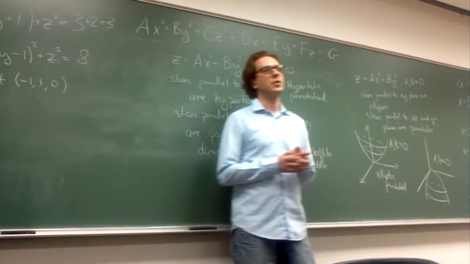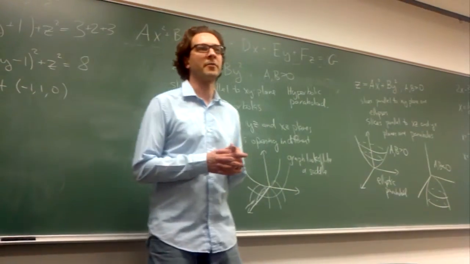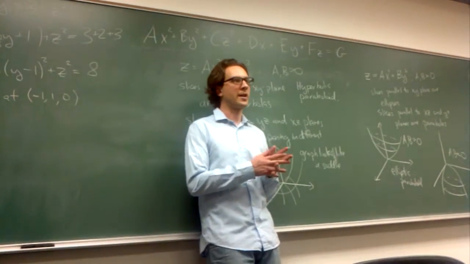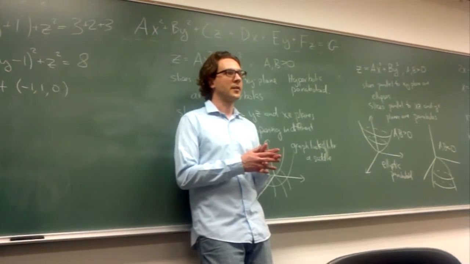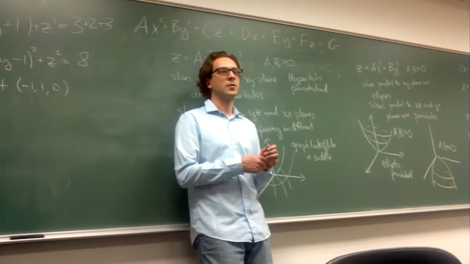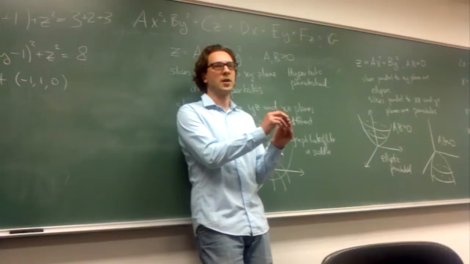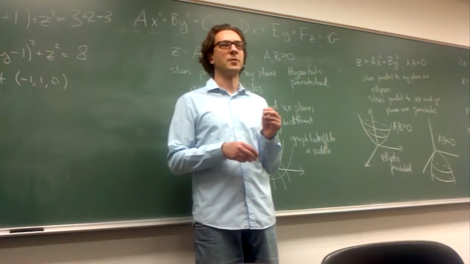And then also cylinders in general. If one of the variables is missing, then the graph is called a cylinder. And it looks like the graph of the equation in two variables, in two dimensions, shifted to all values of the missing variable.